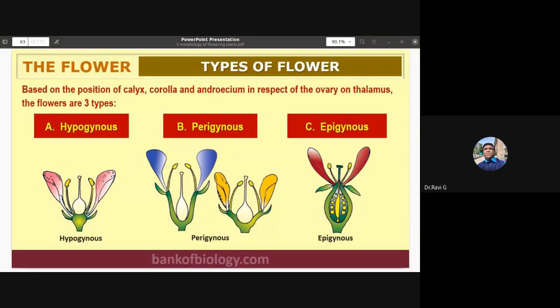So the apple is also a product of an inferior ovary. The flower is epigynous. So you can notice that. The apple is considered to be a false fruit. Later, when we study the fruits, we'll discuss that. So have you understood these three types of flower based on the position of the gynoecium with respect to the calyx, corolla, and androecium? Three types of flowers are there: hypogynous flower, perigynous flower, and epigynous flower.